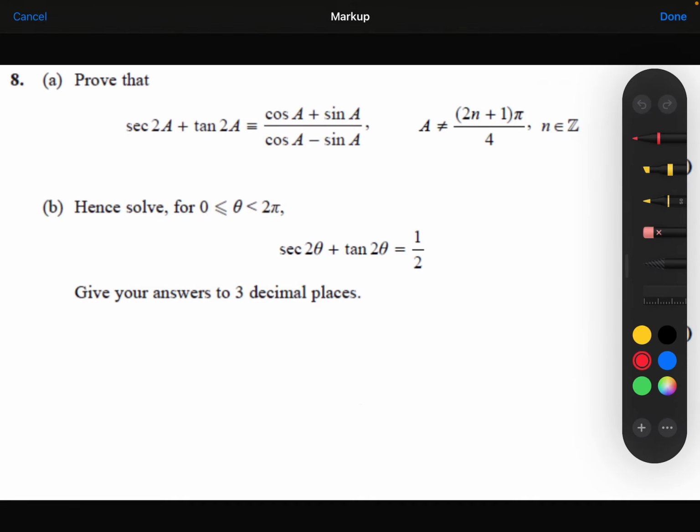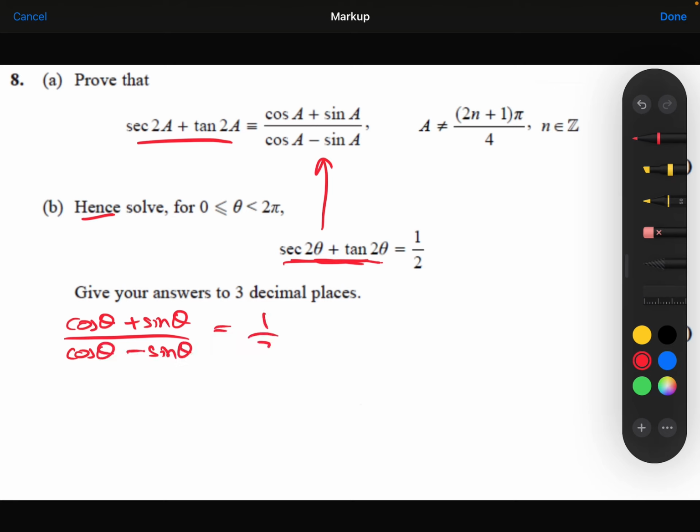Right, so let's move to part B of this question. Hopefully it's going to be nice and simple now, because it says 'hence', so we're going to use what we just did. So notice we've got sec squared theta minus tan squared theta. That matches up with this perfectly. So instead of this, we can write this, but with theta instead of A. So I can say that cos theta plus sine theta over cos theta minus sine theta equals a half.